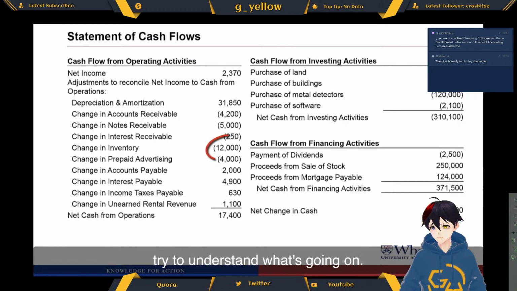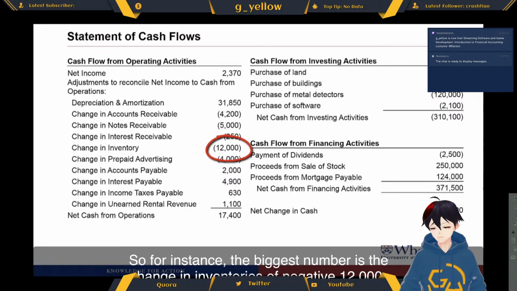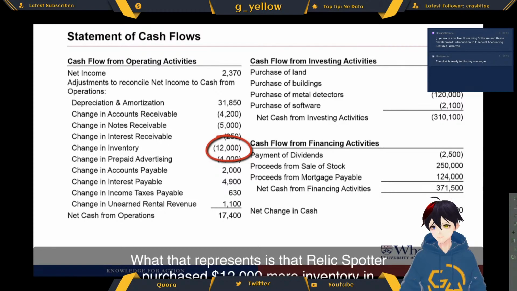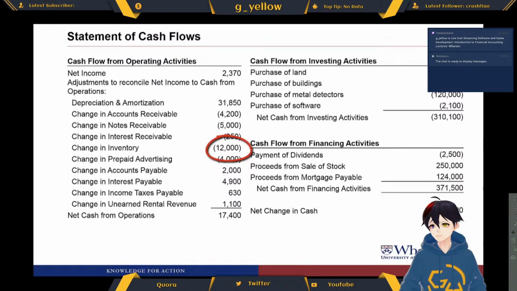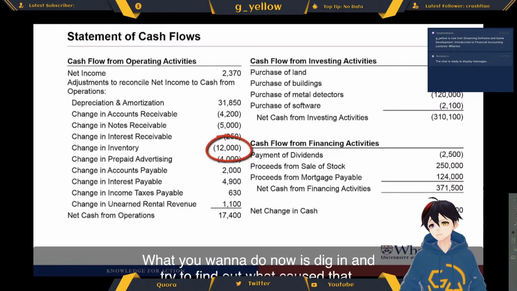understand what's going on. So for instance, the biggest number is the change in inventory, which is a negative $12,000. What that represents is that Relic Spotter purchased $12,000 more inventory in cash than they needed for their level of sales, which were recognized in net income. What you want to do now is dig in and try to find out what caused that.